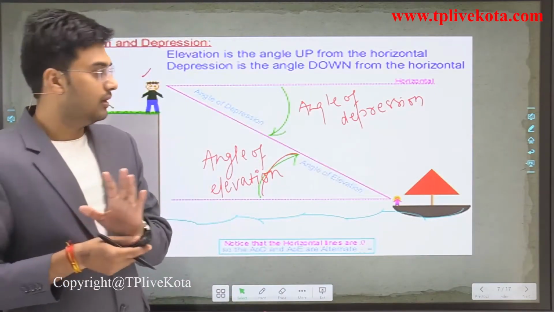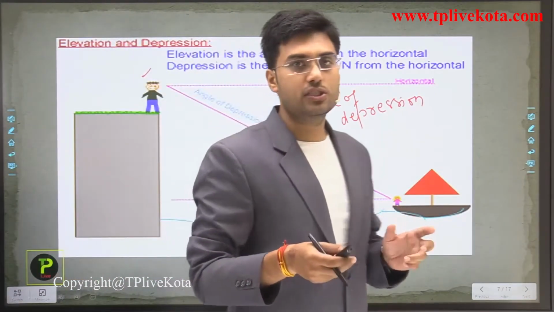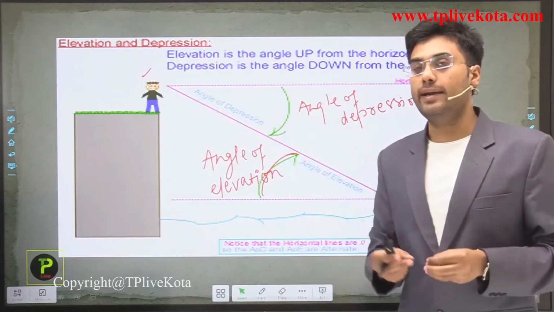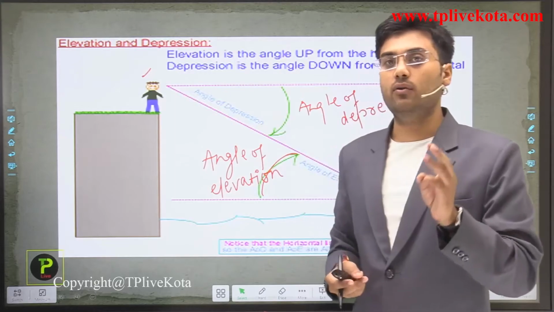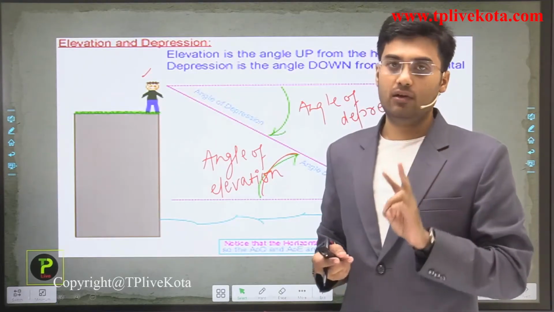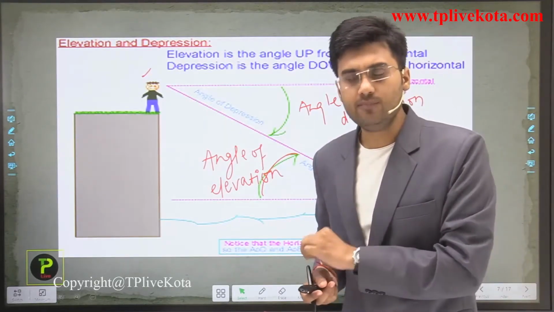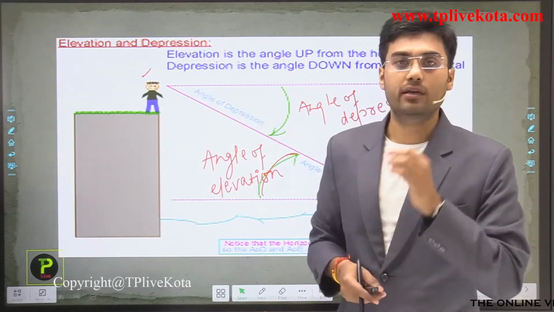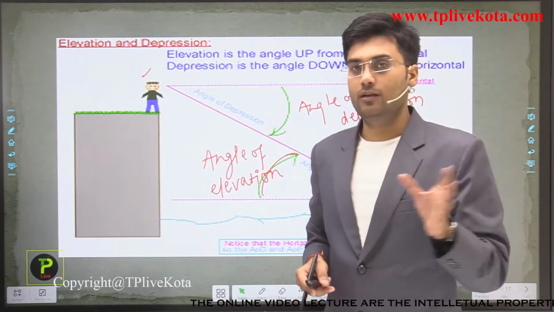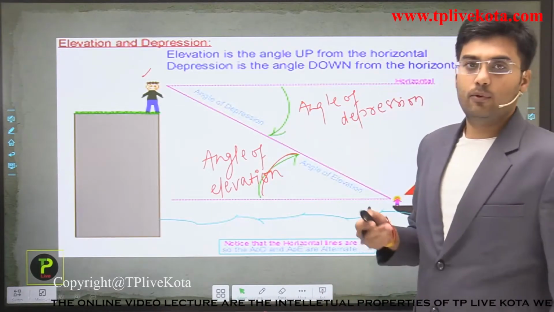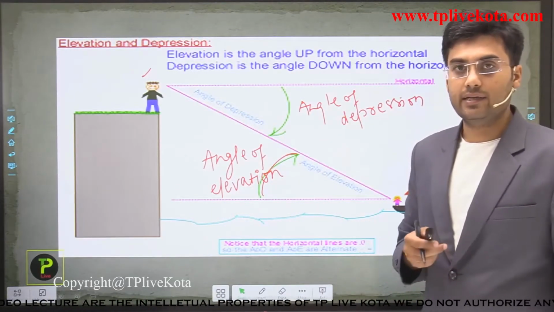Clear? Now let's start the discussion of problems based on height and distance, because to solve these types of problems we require only two concepts. One is angle of elevation and angle of depression, and the other is trigonometric ratios at specific angles. Clear? So let's start the problems based on height and distance.